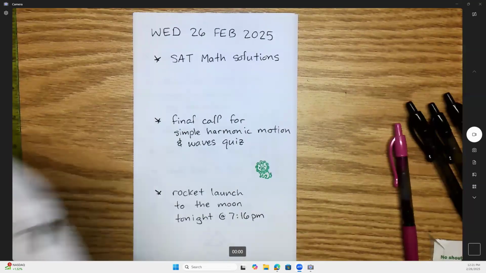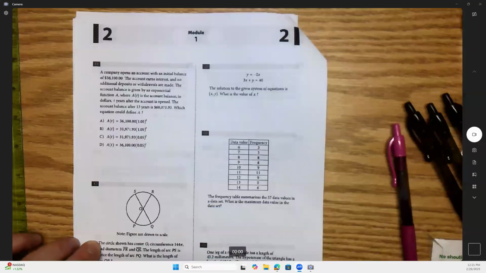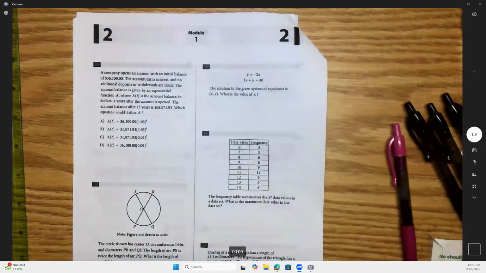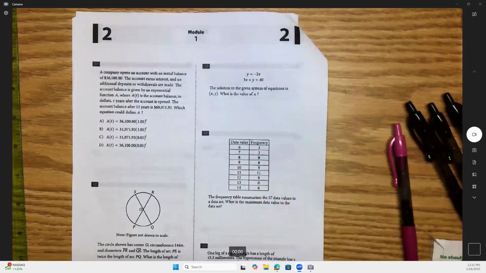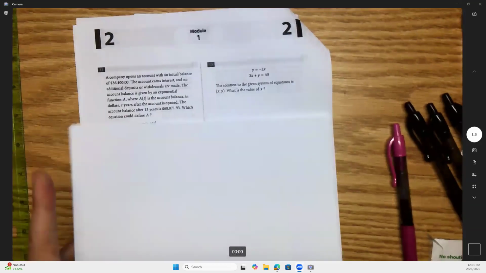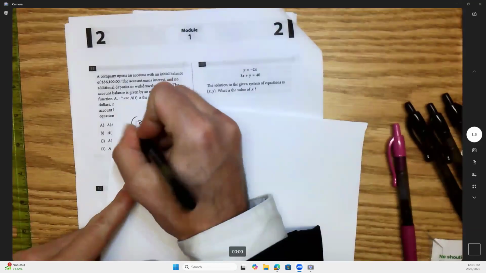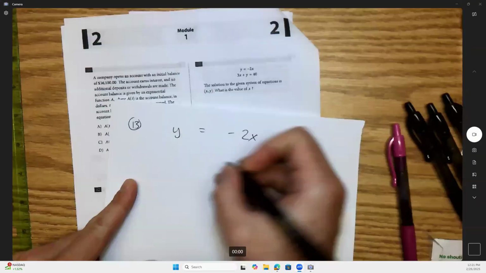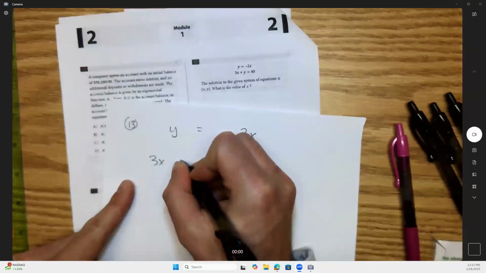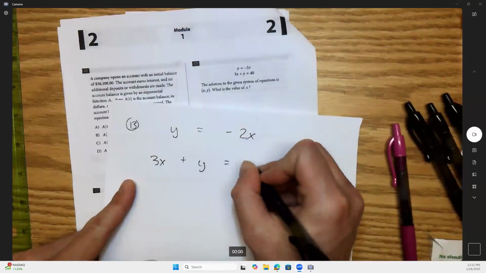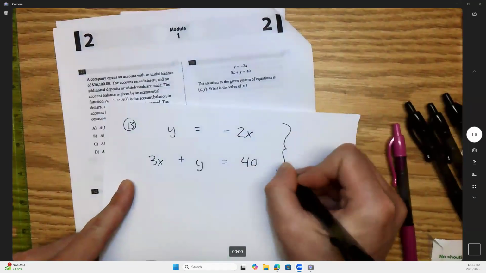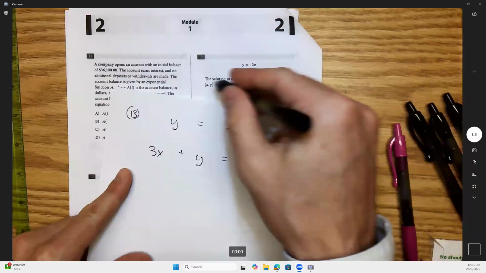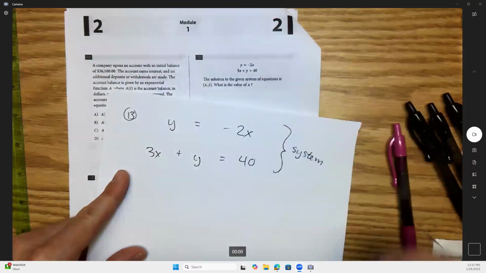All right. So, are you ready for SAT? All right, we're picking up number 13. Right away, I see a system of equations. I'll write this bigger for the camera. So this is number 13. I got y equals negative 2x, and I got 3x plus y equals 40. So here's your system of equations. The question is, the solution is (x, y). What is the value of x?